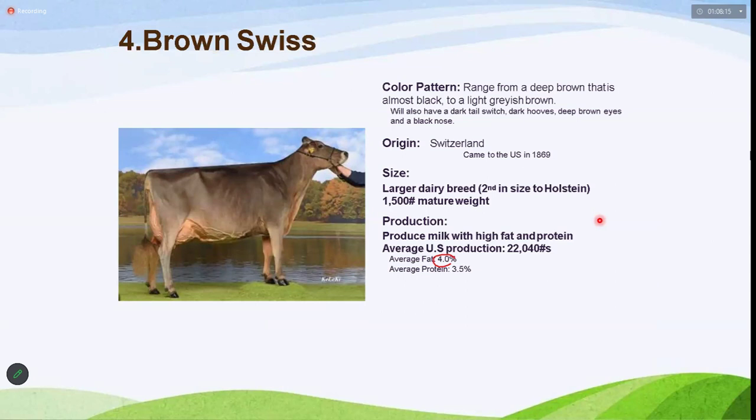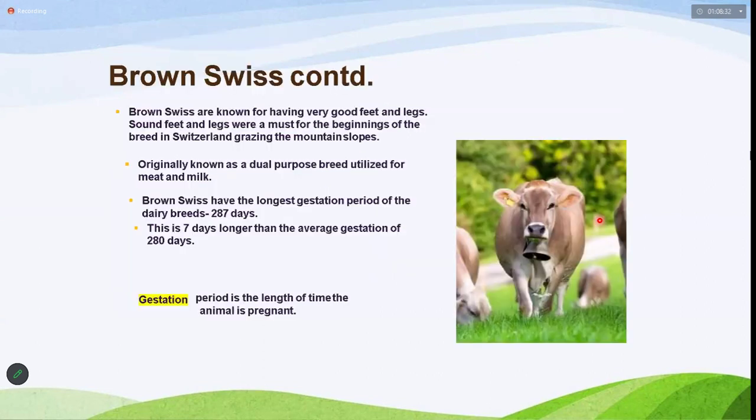Then the fourth one, Brown Swiss. They range from deep brown shades. Coming from Switzerland. The average fat content is 4. Brown Swiss are known for having very good feet and legs. Because they are from Switzerland, they can do well on mountain slopes.